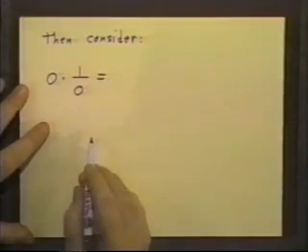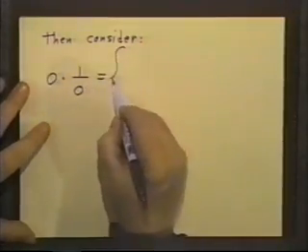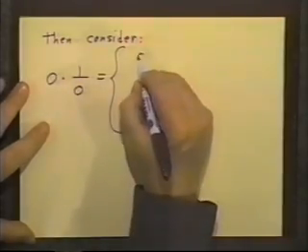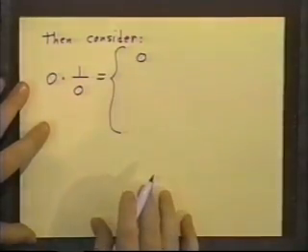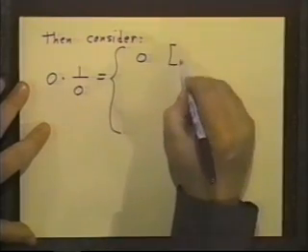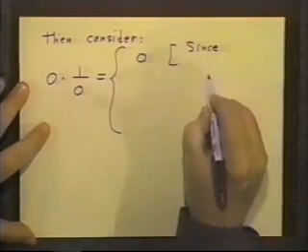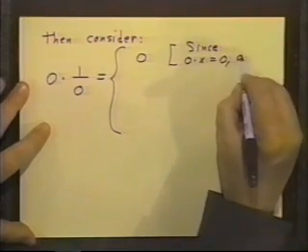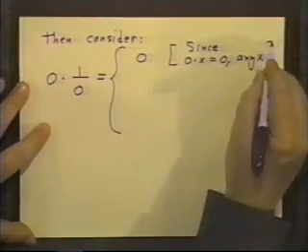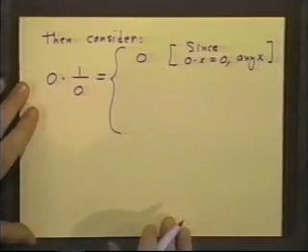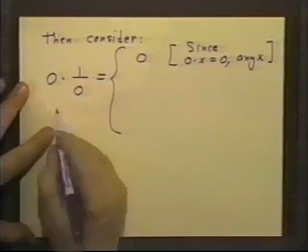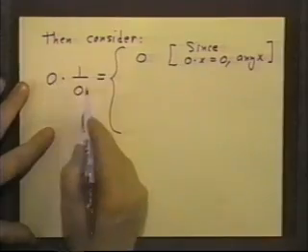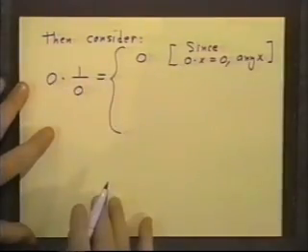Now, I can make two different arguments. On the one hand, I can say this must be 0. Why? Here's my reason. Since, as we saw a moment ago, 0 times x equals 0 for any number x that we've seen. You multiply a number by 0, it is 0. That's what I've done here. Multiplied this purported number by 0. So I claim it's 0.